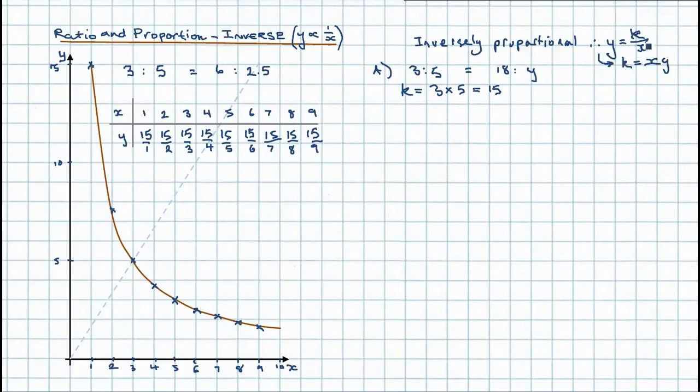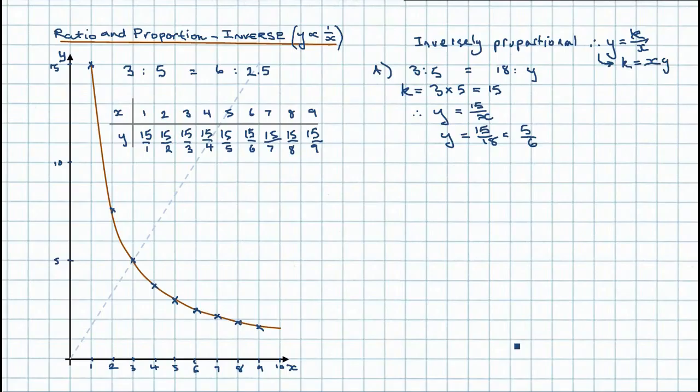And now if we go back to our original formula, y equals k, which is 15, divided by x, and subbing these values in, so 18, we end up with y equals 15 divided by 18, which we can simplify, both divisible by 3, so 15 divided by 3 is 5, and 18 divided by 3 is 6. So we've got our value for y. Y is 5/6.